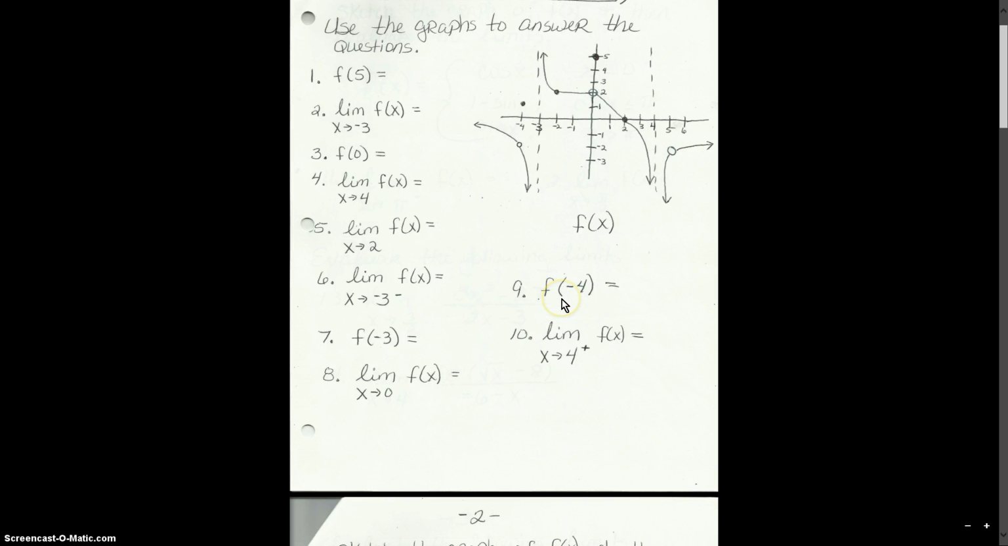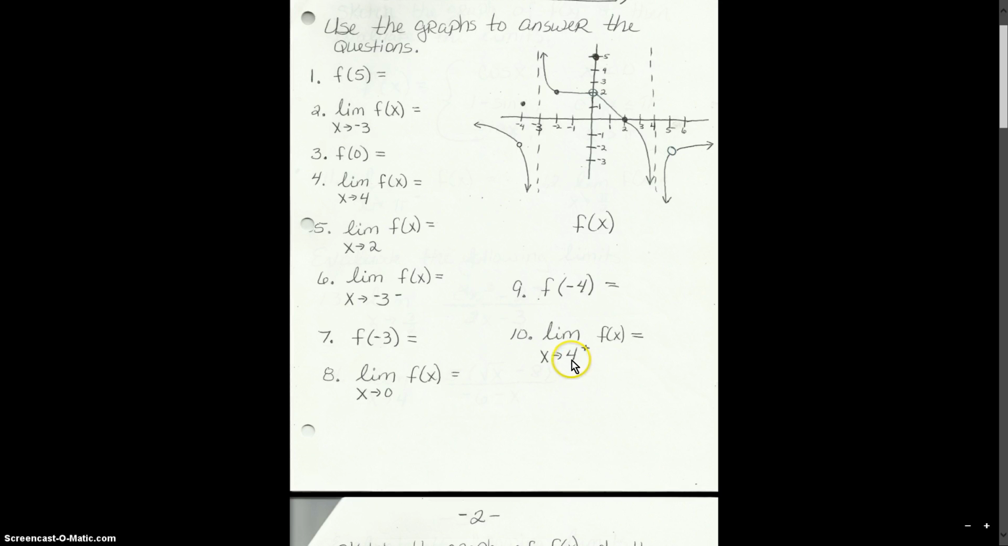Number 9, f of negative 4. Alright, so I go to negative 4, which is right here, and I place a line right down vertically. Anywhere in there, did I go through a shaded circle? Yes, I did at this point, which is what y value? 1. So f of negative 4 is 1.